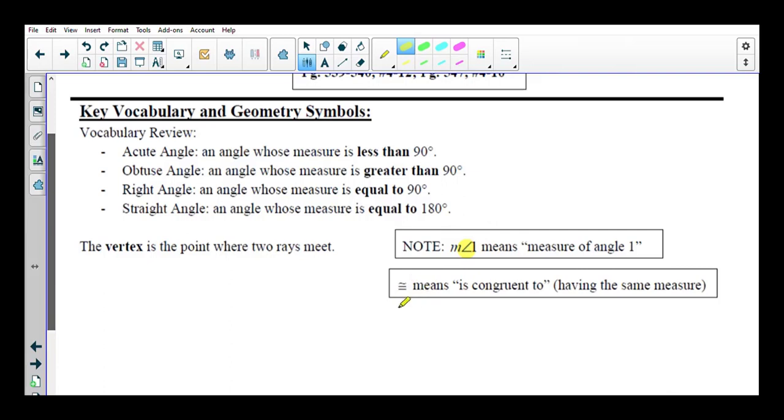We've seen this symbol, I think, before. It's a squiggle with an equal sign underneath it. That means is congruent to or having the same measure. It's basically equals for angle measures or measurements.